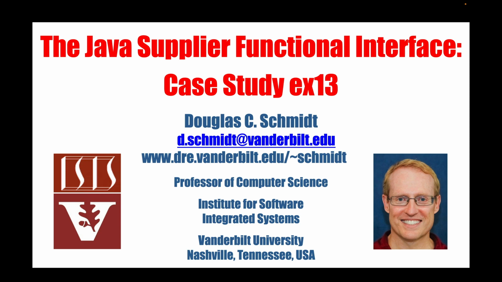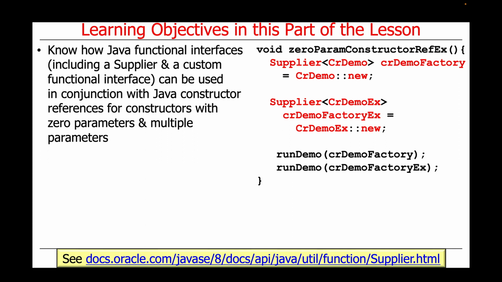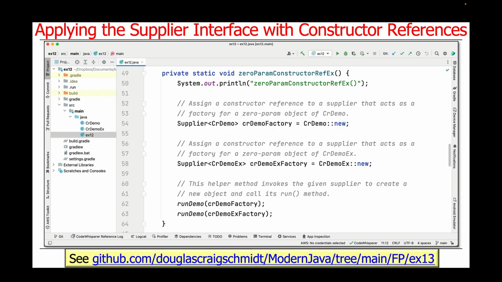We're now going to walk through the implementation of case study ex13. This case study shows how Java functional interfaces, including a supplier functional interface and a custom functional interface, can be used in conjunction with Java constructor references for constructors with 0 parameters, as well as constructors with multiple parameters. You can find the source code for this example in the ex13 project in the FP folder in my Modern Java GitHub repository.